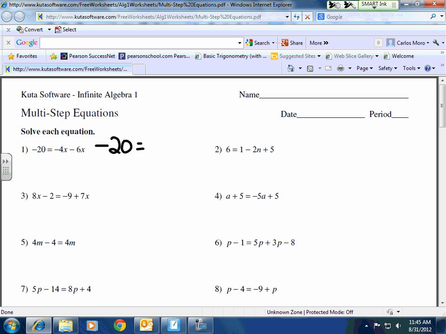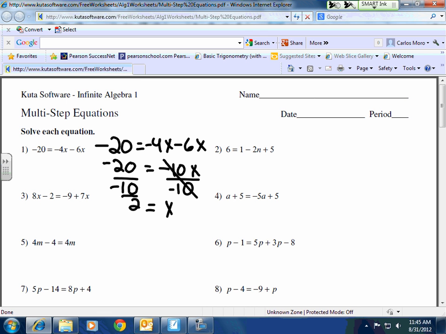So I got negative 20 equals negative 4x minus 6x. Well, first step, undo any distributive property. I don't have any distributive property, so next step, combine like terms on both sides. Negative 4x minus 6x. When the signs are the same, you add and keep the sign. Negative 10x. Divide by negative 10, because now I'm left with a single-step equation. And I got x equals 2. So x equals 2.